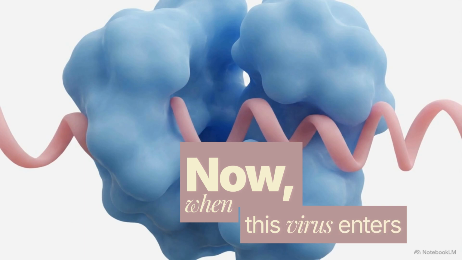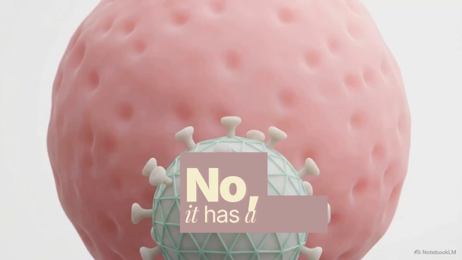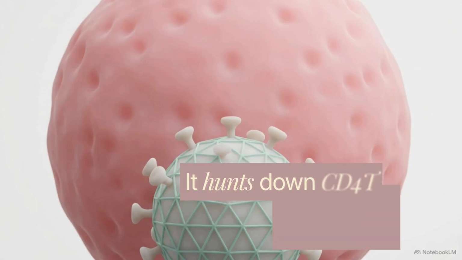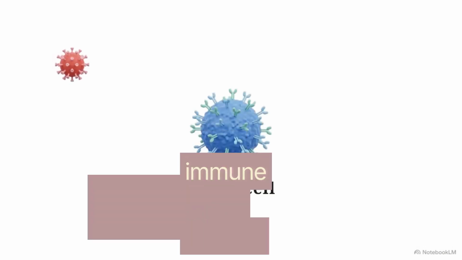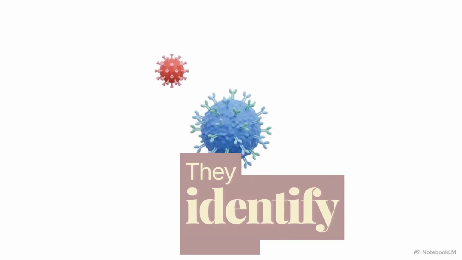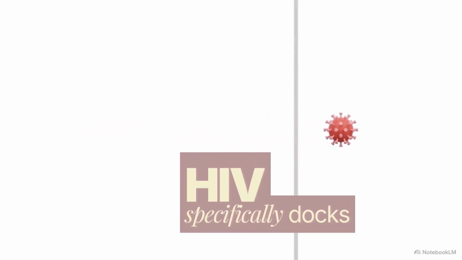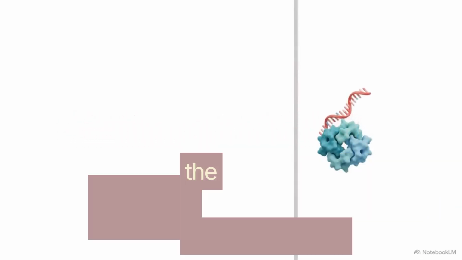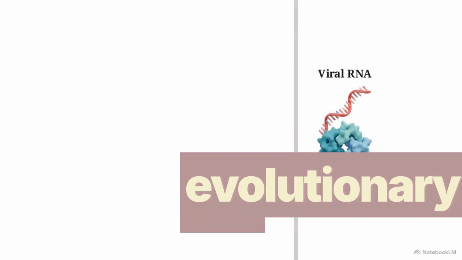It's a biological anomaly, and honestly, it's the secret to the virus's destructive power. Now, when this virus enters the bloodstream, it doesn't just bump around attacking random cells. No, it has a highly specific target. It hunts down CD4 T cells. You can think of CD4 T cells as the commanders of your immune defense system. They're the soldiers guarding the fortress of your body, right? They identify threats and signal all the other cells to attack. HIV specifically docks onto these commanders, effectively targeting the exact system that was designed to destroy it. It's a terrifyingly brilliant evolutionary strategy.